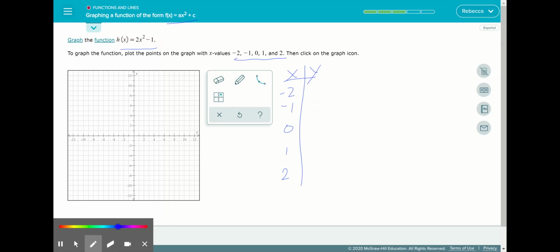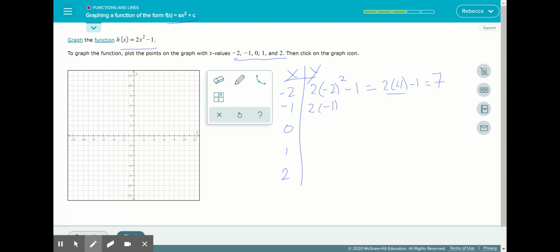So I'm going to take -2 and plug it into 2x squared minus 1. So 2, and the x changes to -2, and we're going to square that, and minus 1. So now I have 2 times 4 minus 1. So 8 minus 1 is 7. And then we have 2 times -1 squared minus 1. So now I have 2 times positive 1 minus 1. So 2 minus 1 gives us 1.